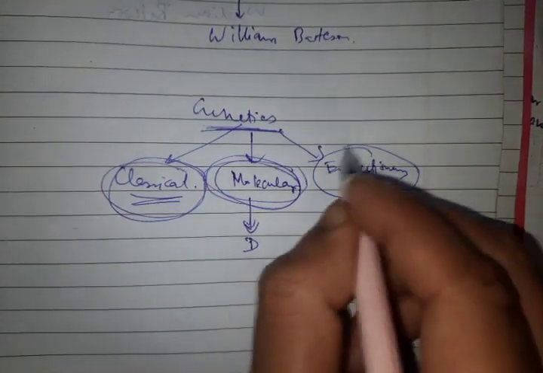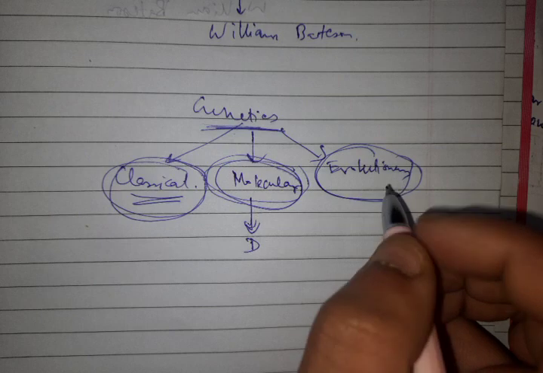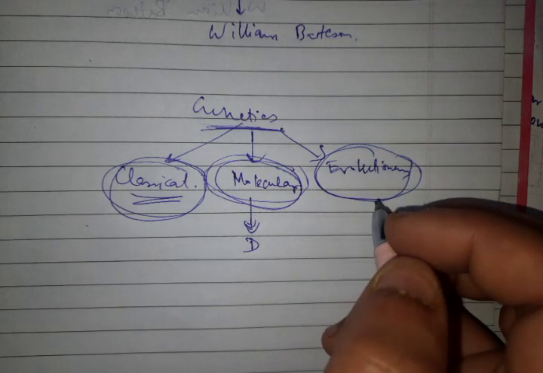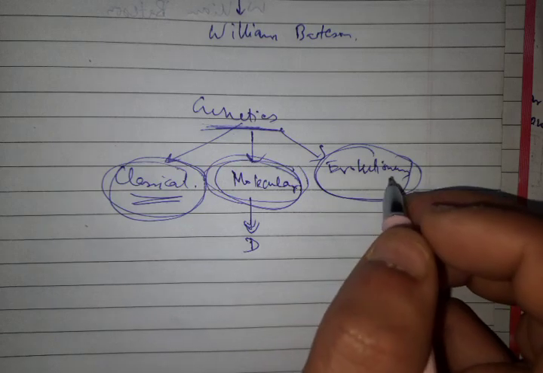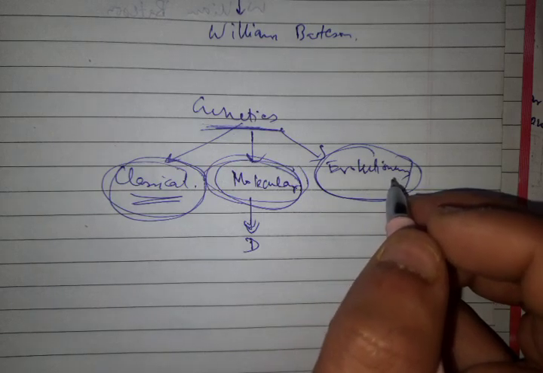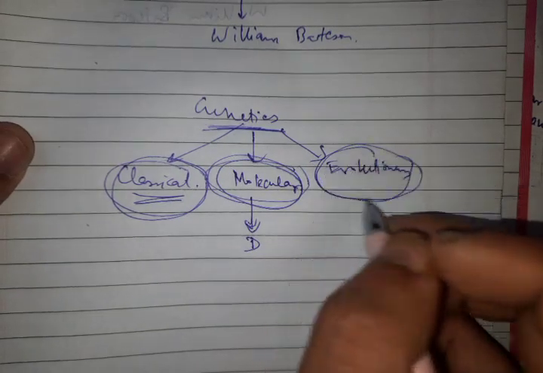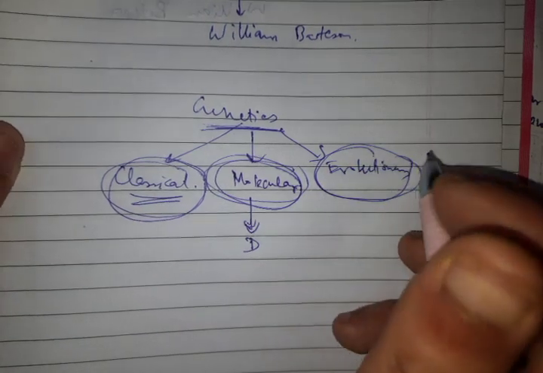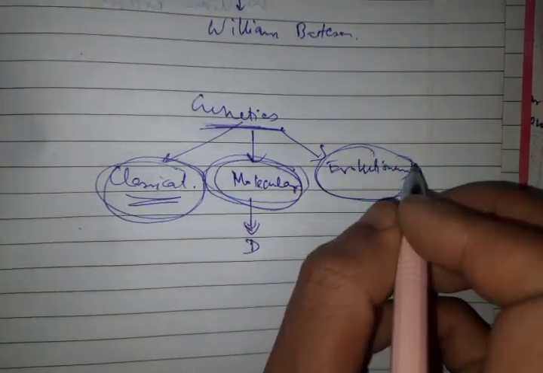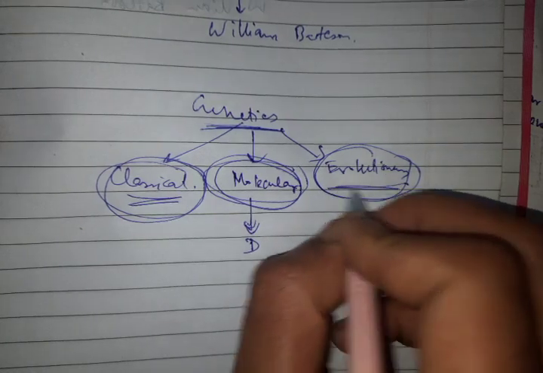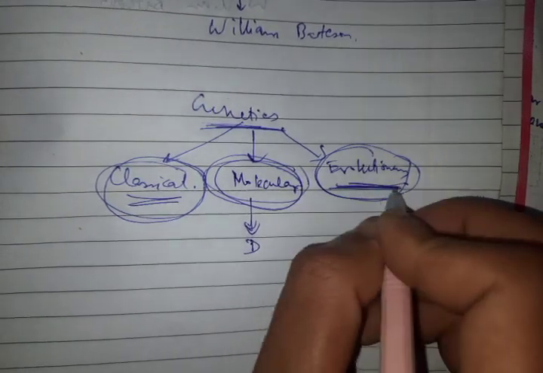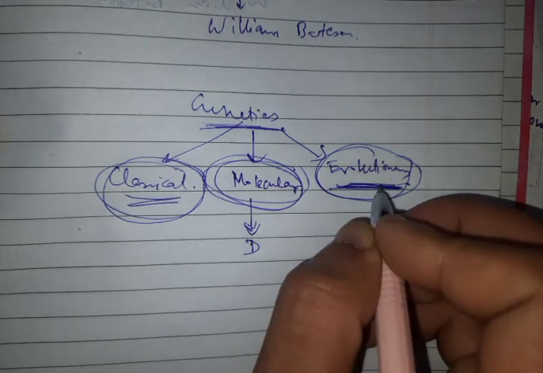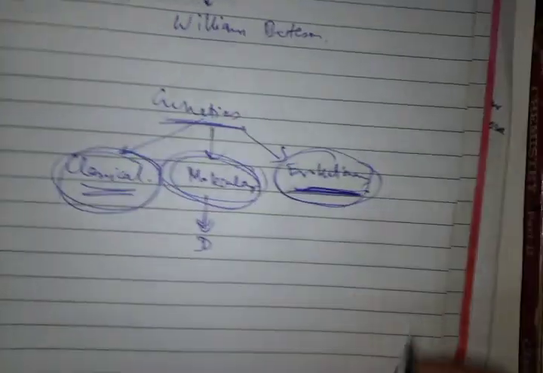And last of all, evolutionary genetics tells what type of changes occur in the characteristics of a population, that is, the change in the genetic pool of the population over a period of time. So this is the evolution of the genetic content.